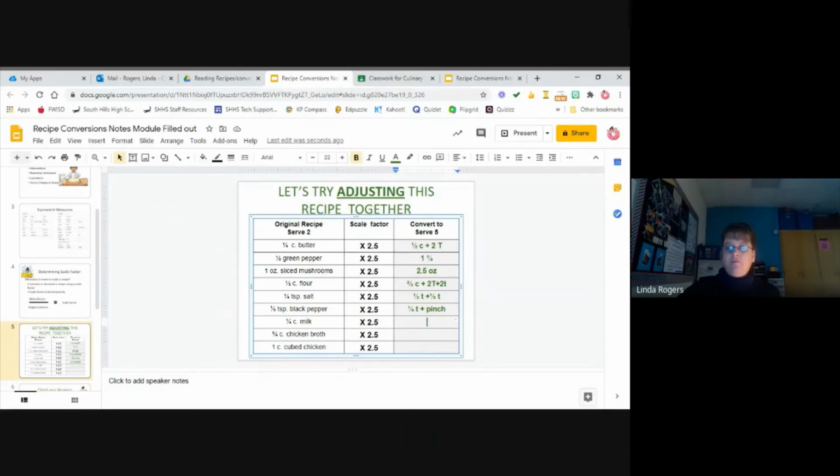All right, what about our 1/4 of a cup? What's double a 1/4? Half. So a half a cup. And then what's half of a 1/4? An eighth, but we don't have an eighth of a measuring cup. So what are we going to do?